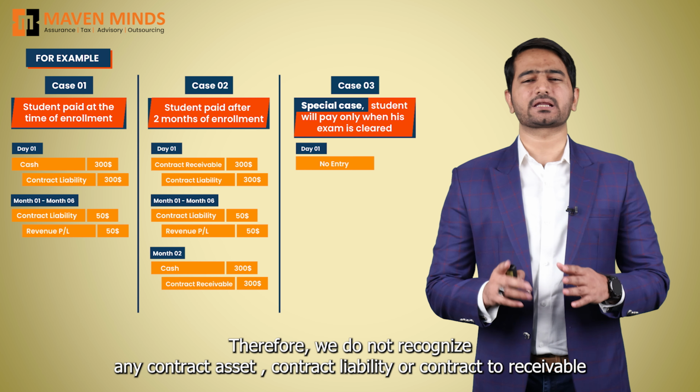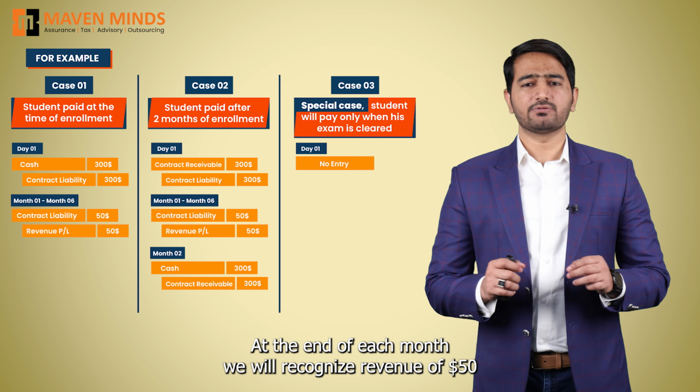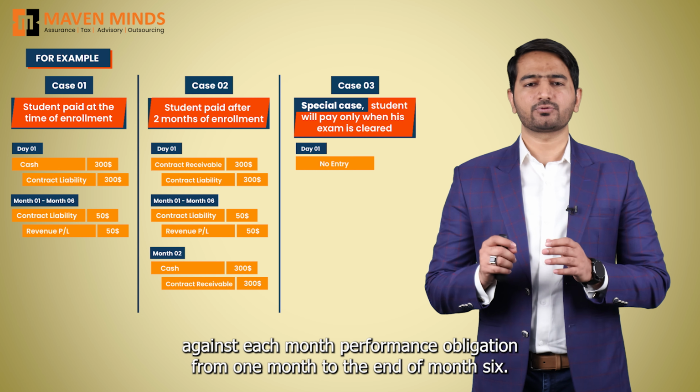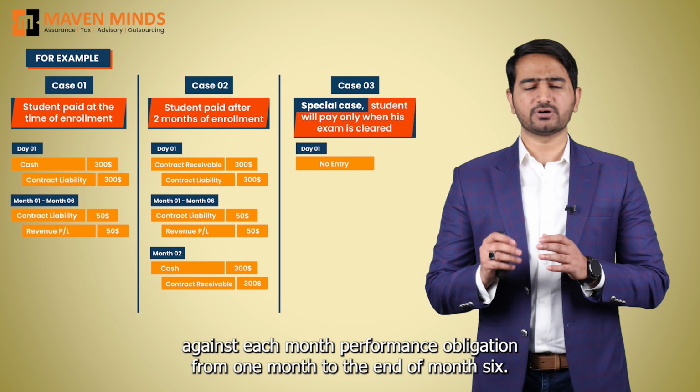However, 1 month later, 2 months later and so on up to the 6 months later, at the end of each month, we will continue offering classes and providing the teaching services. At the end of each month, we will recognize revenue of $50 against each month's performance obligation from 1 month to the end of month 6.